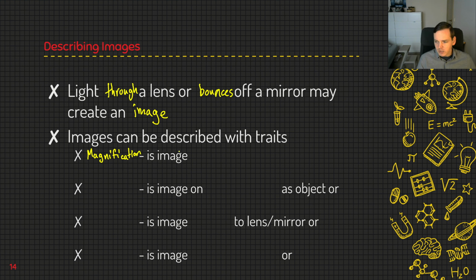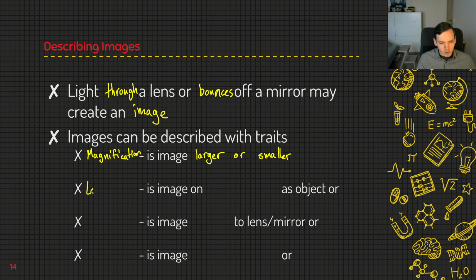And the question that we're answering here is: is the image larger or smaller than the object? So a magnifying lens, as the name kind of implies, makes the image larger than the object. So it's bigger than what the actual object is, the image that is created.